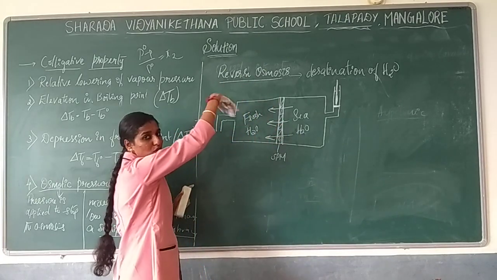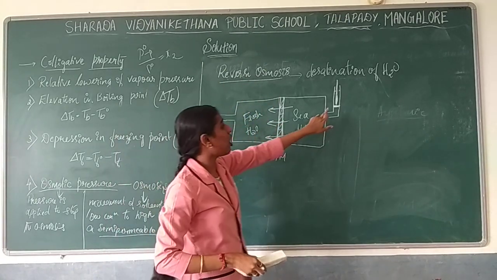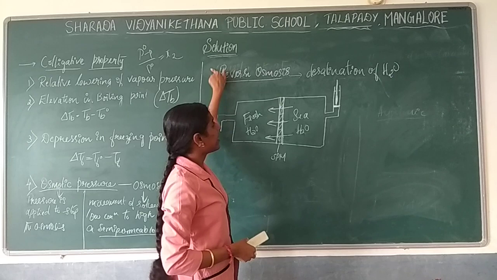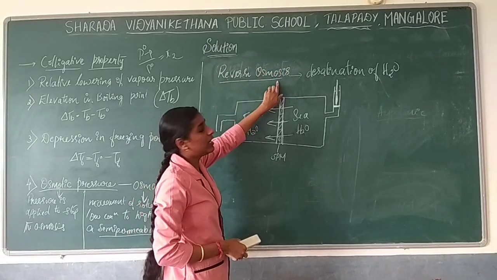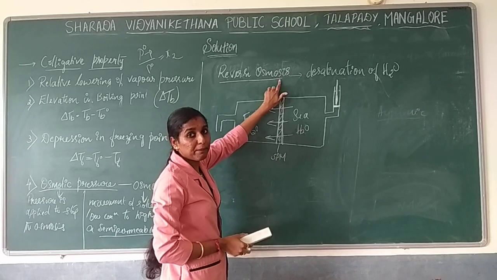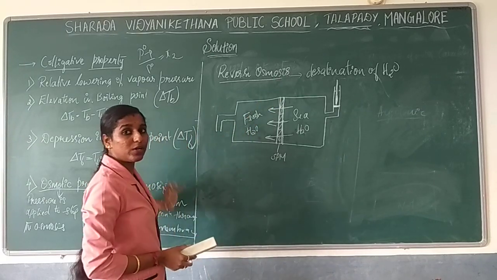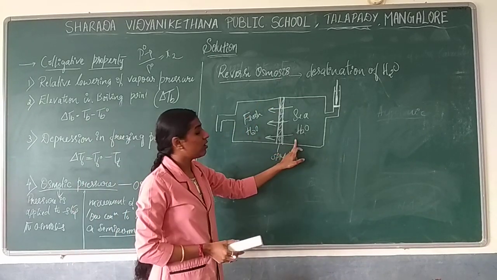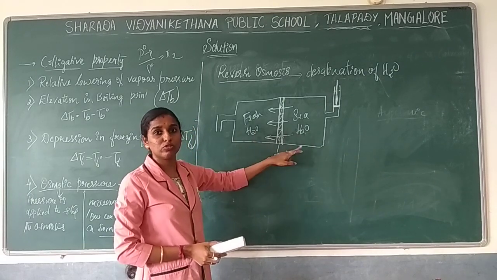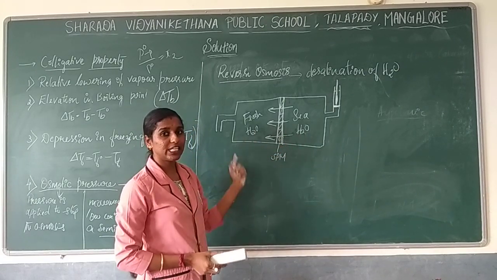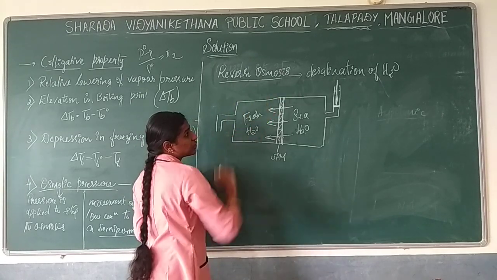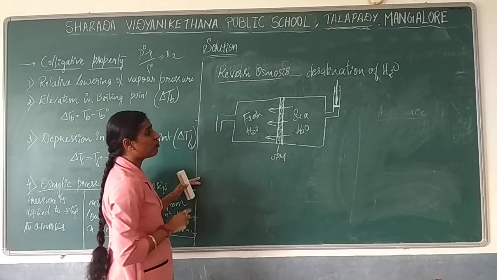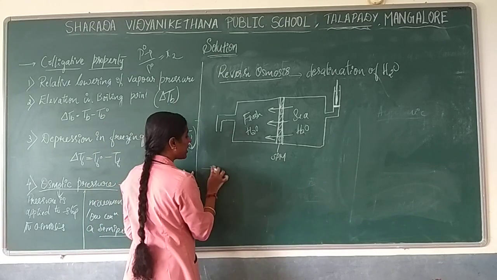So reverse of osmosis will be done by using high pressure. So how can we write what is meant by reverse osmosis? Reverse osmosis is nothing but the pressure applied more than the osmotic pressure to conduct reverse osmosis. So that will be considered as reverse osmosis. The application is desalination of water. This is the major application, as I told.